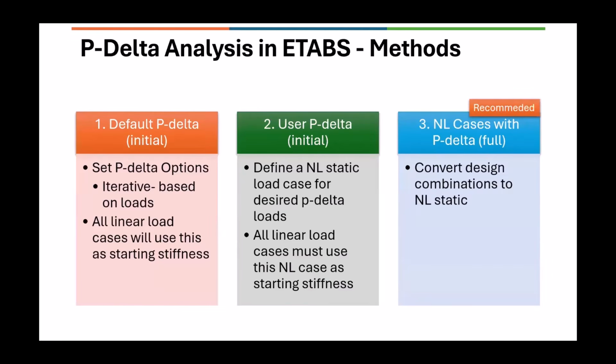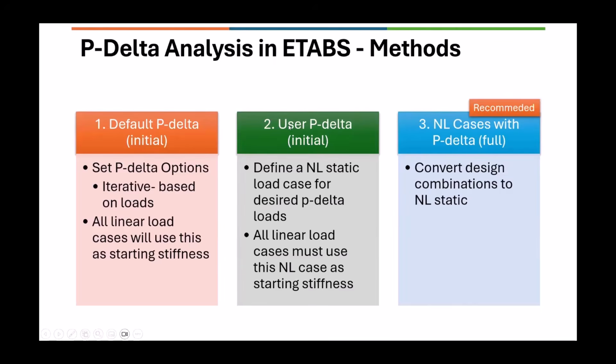So in the ETABS, we will be doing this default P delta, which is also called the initial P delta analysis. This is what we'll be doing under the define. You'll be defining the P delta loads, and then all the linear static cases will start from the stiffness at the end of this P delta case. This is kind of automated in the program. This is what we've been doing for IS 1893 code.